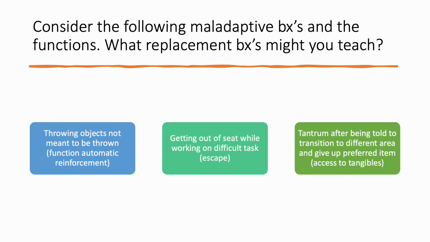Okay, so the first example says throwing objects that are not meant to be thrown. So let's say that you have a client that is engaging in throwing of objects. They're not supposed to be throwing them. Think of anything in their environment. They're simply grabbing it and throwing it. And this behavior has been found to be maintained by automatic reinforcement. So if something about the behavior feels good, smells good, whatever it might be, but they're throwing for automatic reinforcement, what replacement behavior might you select if this were your client?